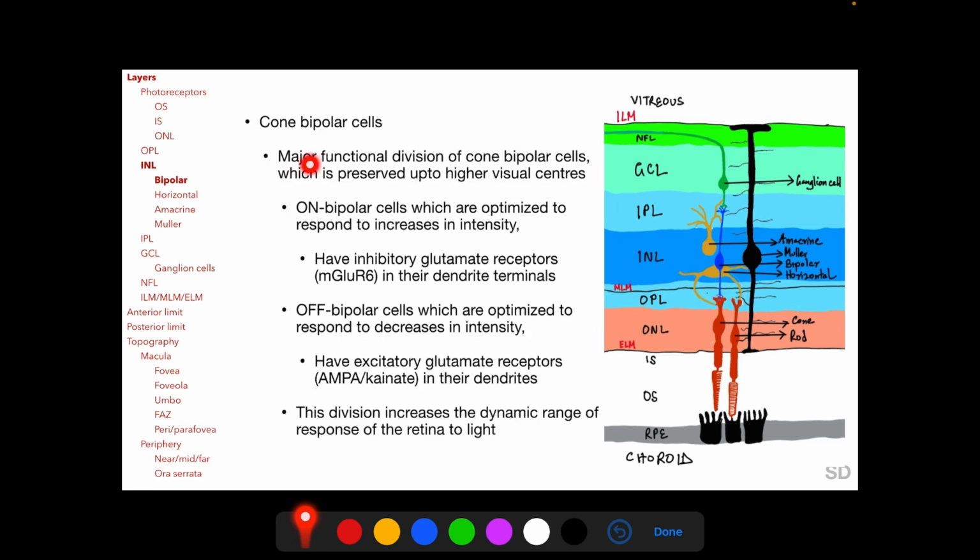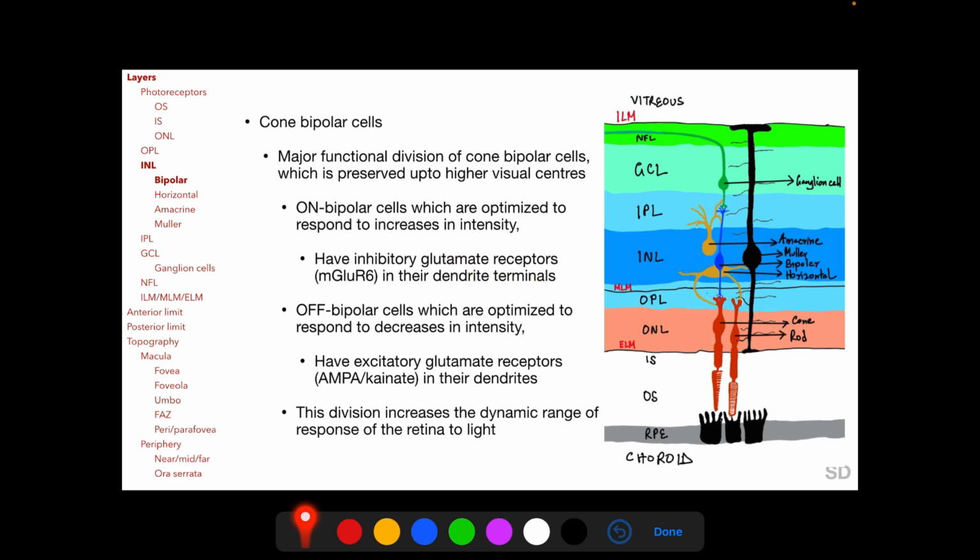There is a major functional division of cone bipolar cells which is preserved up to the higher visual functions. The bipolar cells can be either on bipolar cells or off bipolar cells. The on bipolar cells are optimized to respond to increases in intensity of light stimulus, and they have inhibitory glutamate receptors in their dendrite terminals.